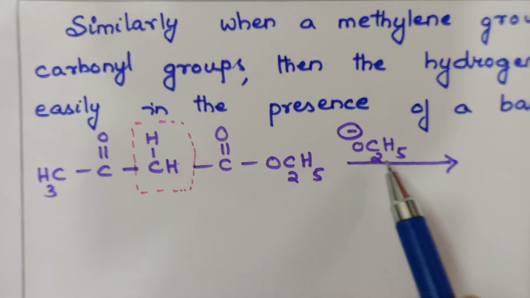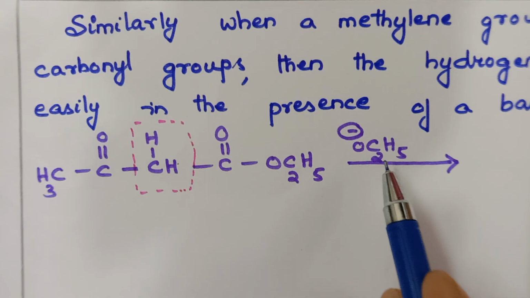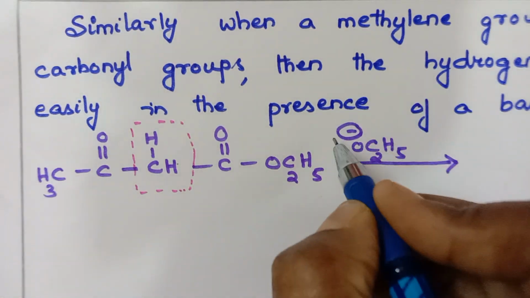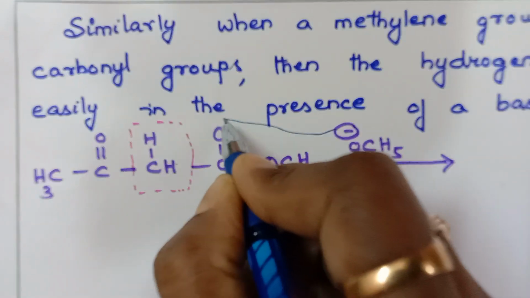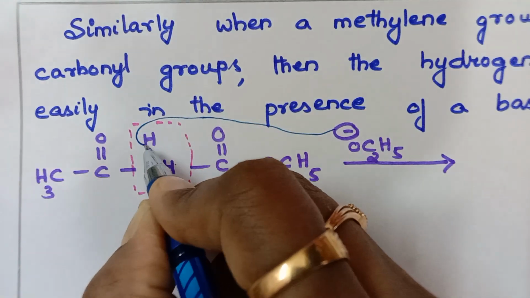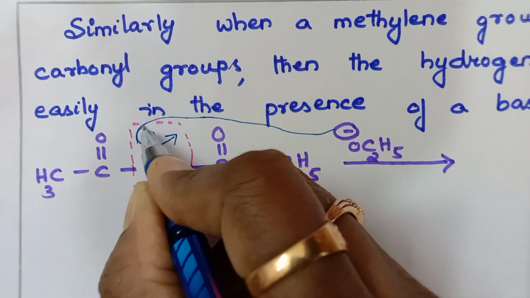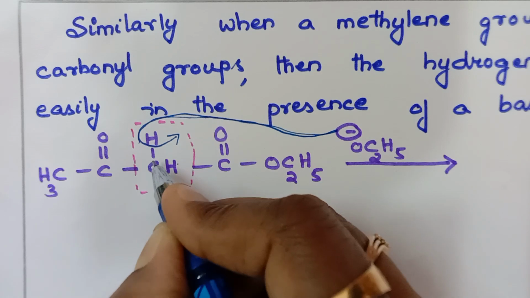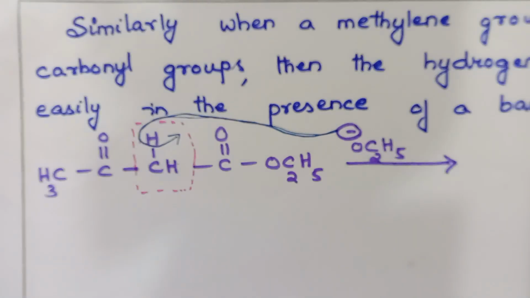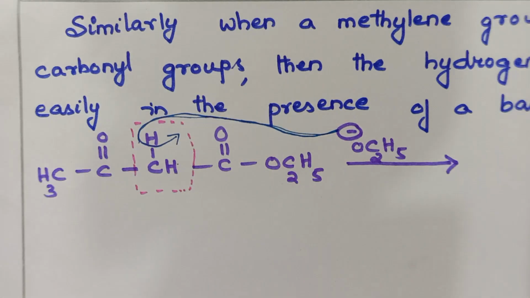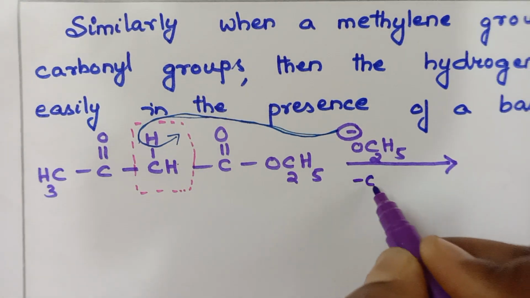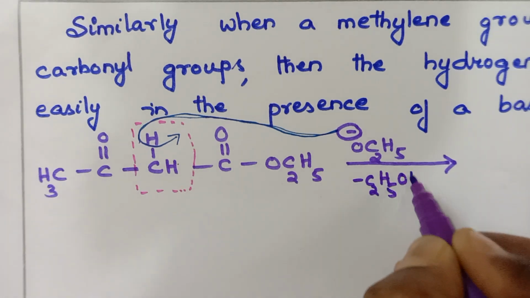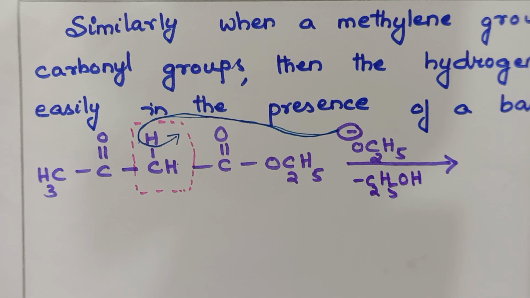So again we have taken sodium ethoxide. This is the ethoxide ion. Now OC2H5 minus abstracts the hydrogen which is present on the methylene carbon. So draw the arrow carefully. Fine. Don't touch this bond. So H is going out as H plus. So what happens again? We know that it comes out as C2H5OH.